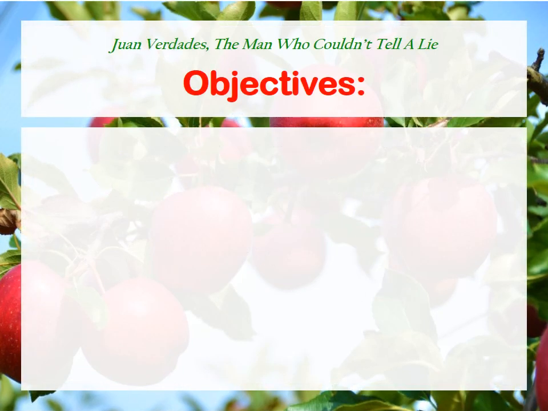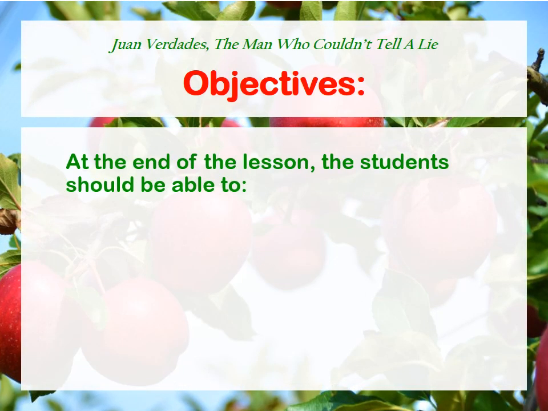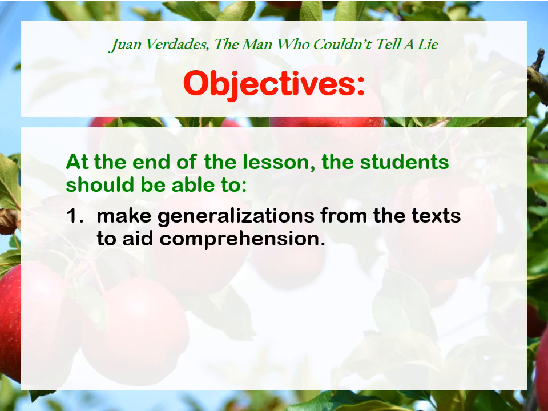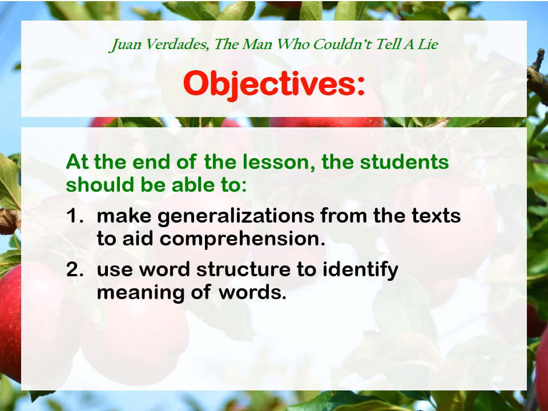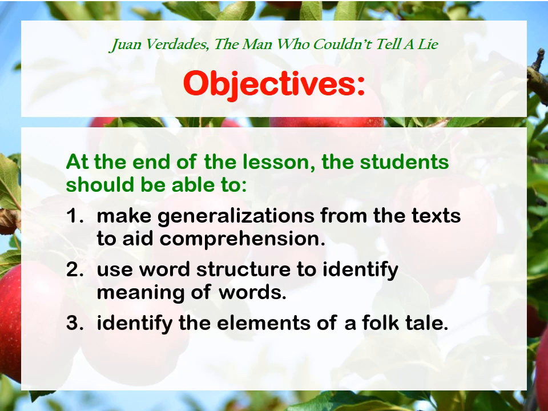Our objectives for today: you should be able to 1. Make generalizations from the text to aid comprehension or to aid understanding. 2. Use word structure to identify meaning of words. And 3. Identify the elements of a folktale. Before we move on, I want you to get ready with your books, your reading sheet, and your RWN.